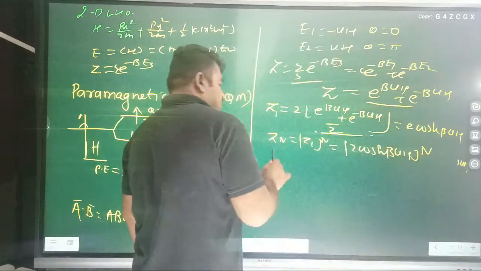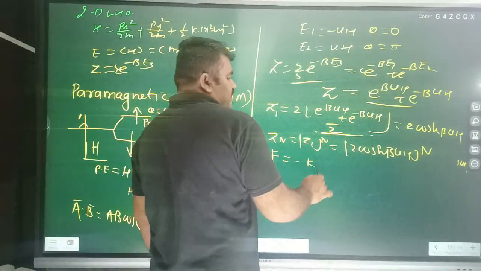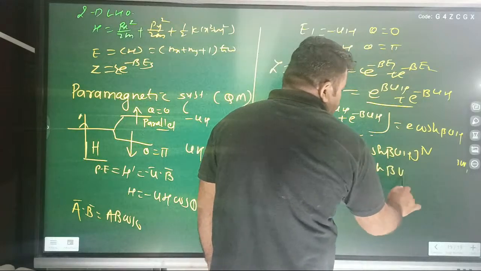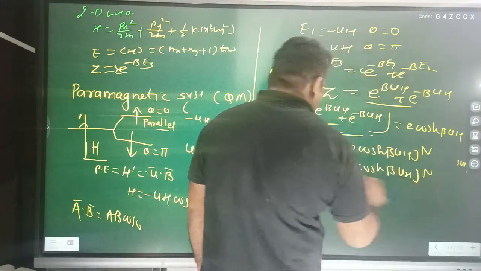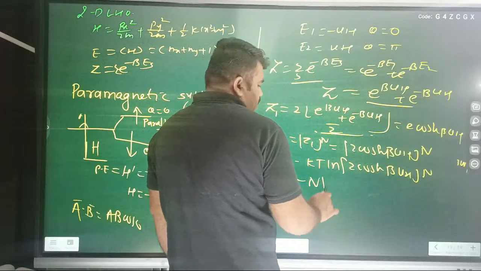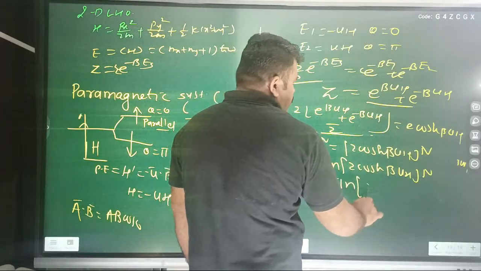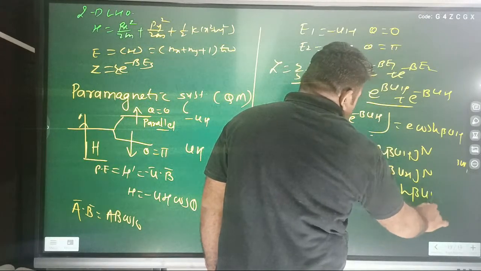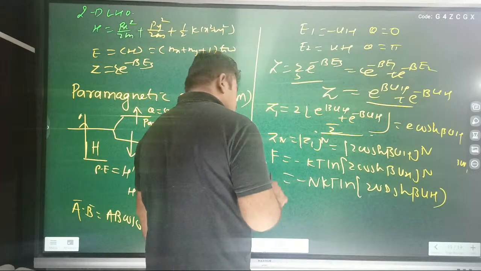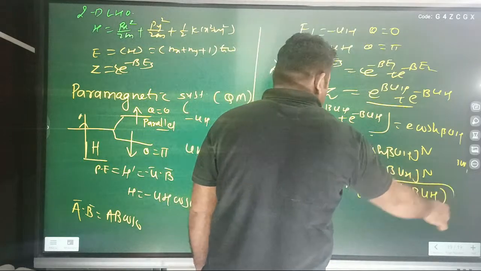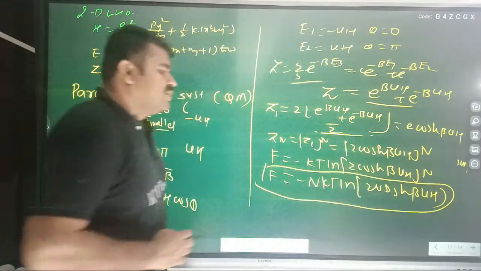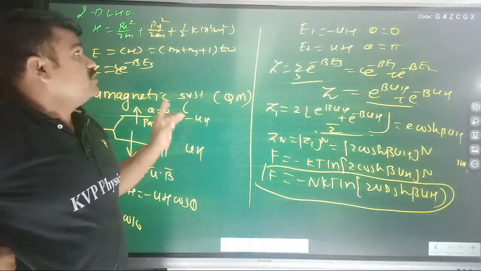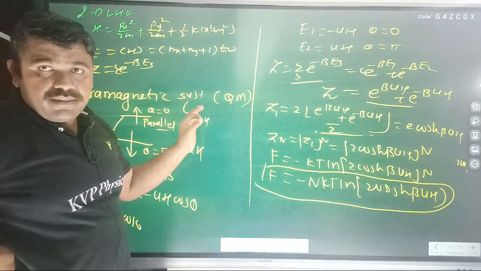Here, the Helmholtz free energy F is equal to minus kT ln [2 cosh(βμh)] raised to N. Taking N to this side, this becomes minus N kT ln 2 cosh(βμh). This is the Helmholtz free energy for this paramagnetic system in quantum.